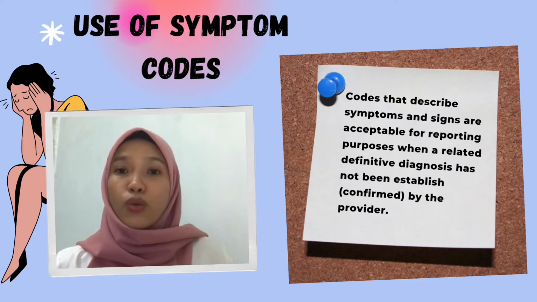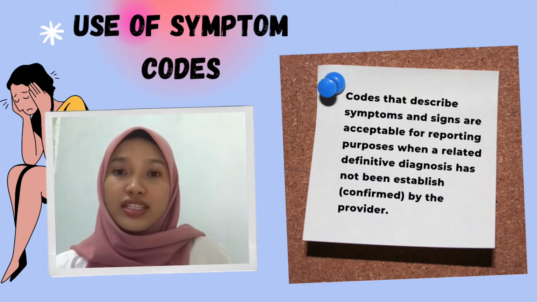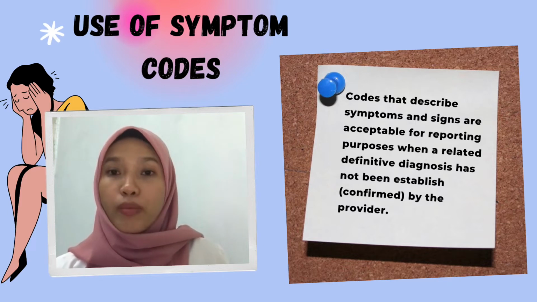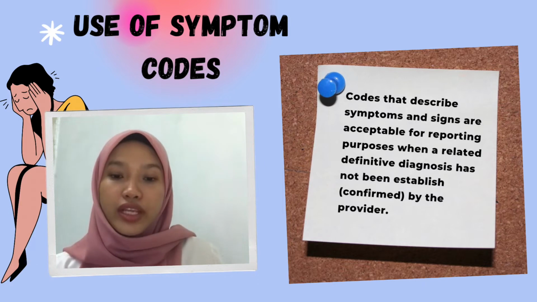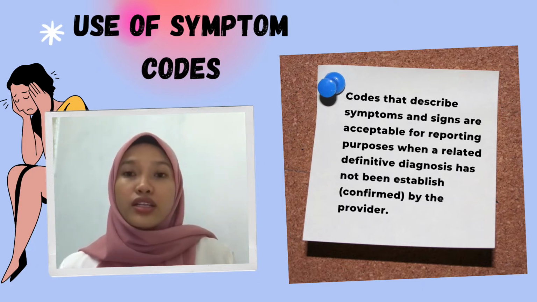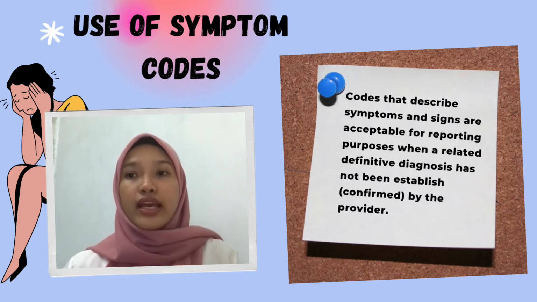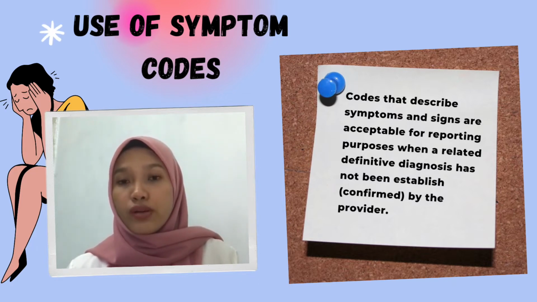First and foremost, what do we really understand regarding symptoms and signs? Basically, symptoms describe anything that is related to the patient's or person's body, while signs describe anything that is related to the disease or condition. Symptom codes explain symptoms and signs that are accepted for the purpose of reporting when a related definitive diagnosis has not yet been established or confirmed by the provider.